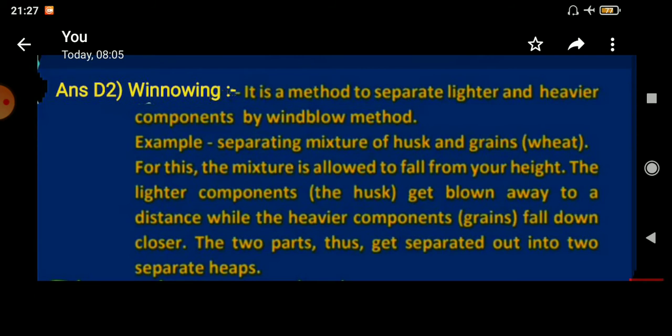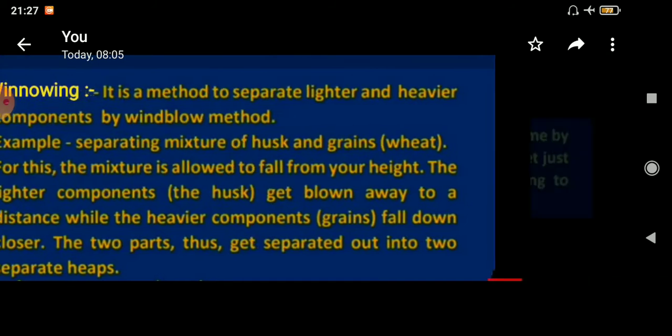So what will be the example? Separating a mixture of husk and grain. For this, the mixture is allowed to fall from your height. It means the mixture has to be dropped from wherever your height is, and the lighter component will get blown away to a distance while the heavier component falls down closer. Okay, the two parts thus get separated into separate heaps. दोनों separate easily हो जाएंगे.